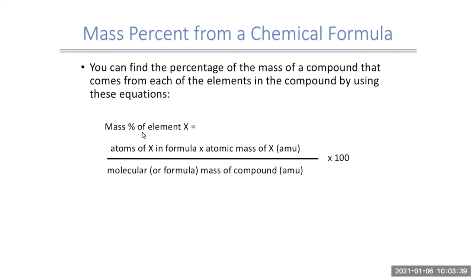We can figure out the mass percent of an element X by taking the number of atoms of X in the formula multiplied by the atomic mass in atomic mass units. So let's say we had water and I wanted to figure out the percent for hydrogen. X here would be hydrogen. So we'd have 2 hydrogens times the atomic mass of hydrogen, 1.01 AMU. Then we take that number and divide it by the molecular or formula mass for that compound. For water, the formula mass is 18.02.